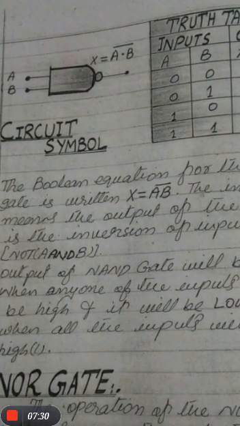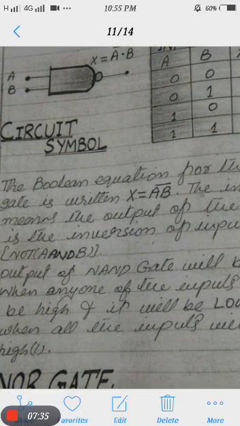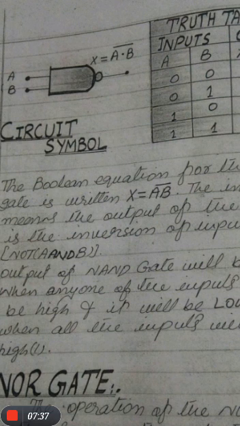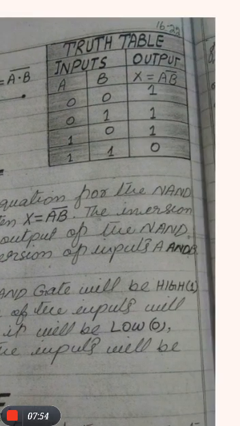The logical symbol or circuit symbol is the same as that of the AND gate, but with a bubble at the output, which shows the bar or the inversion of the result. So the Boolean equation for the NAND gate is x is equal to A dot B bar. A and B are multiplied and then the result is inverted. The truth table has the logic x is equal to A into B bar. For the first column 0 1 0 1 and for the second column 0 0 1 1.